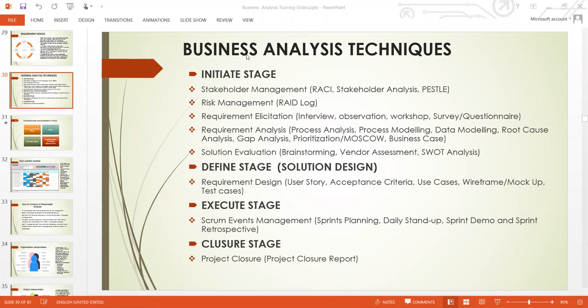We are continuing from where we stopped on business analysis techniques. Actually, I need to start this business analysis techniques afresh.